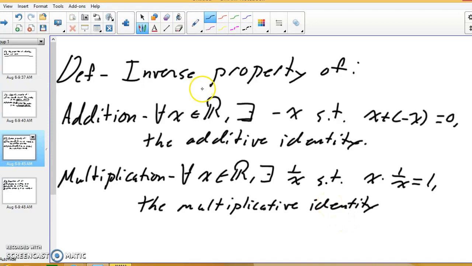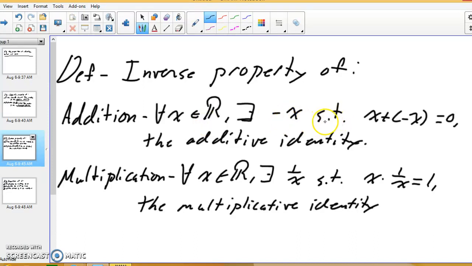So the inverse property. For addition, we know that this upside down A means for all. So for all x elements of this goofy R means real. For all numbers of the real numbers, integers, rational, and irrationals, there exists, again, some more complex symbol notation here. This backwards E stands for the phrase there exists. So we're saying that for every single x, there exists a specific negative x that correlates to that x. So there's only one negative x.